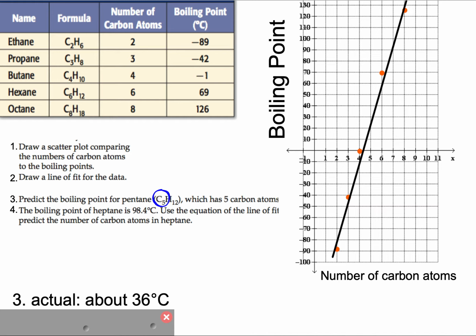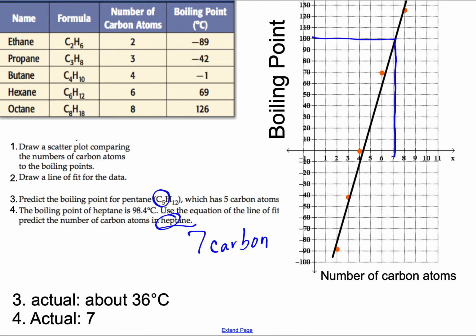The boiling point of heptane is 98.4 degrees Celsius. Use the equation of the line of fit. We're actually not making the equation. We're just going to use the graph to predict the number of carbon atoms in heptane. 98.4 is about 100, and it is slightly more than 7. Now you can't have slightly more than 7, so heptane is going to have 7 carbon atoms. By the way, if you know any of your Greek naming nomenclature, hept does mean 7, and the actual number of carbons in heptane is 7.